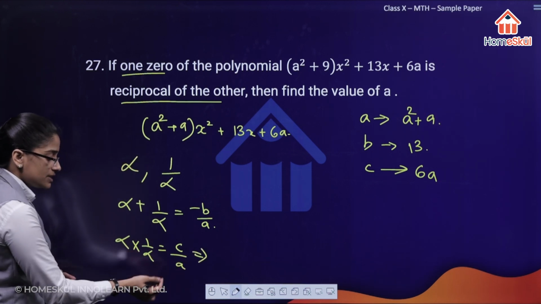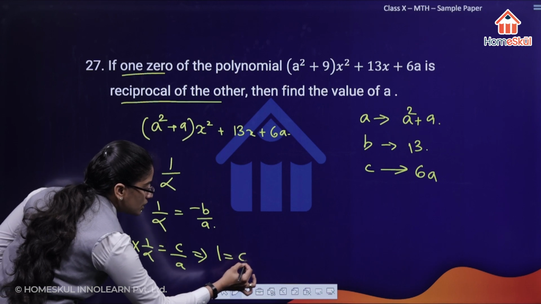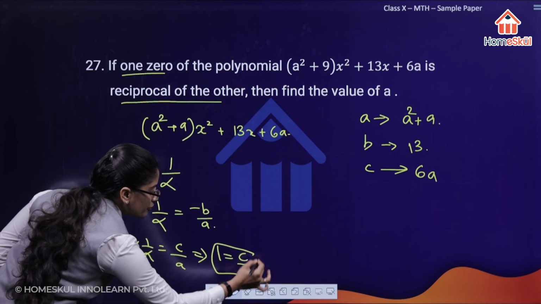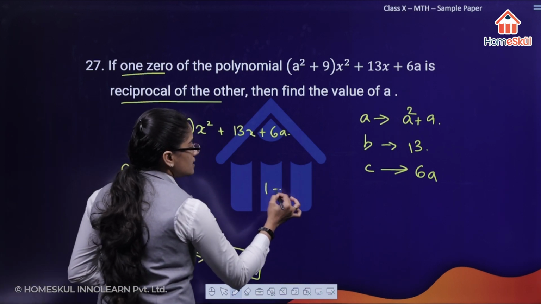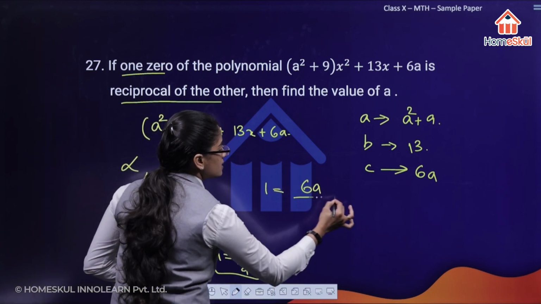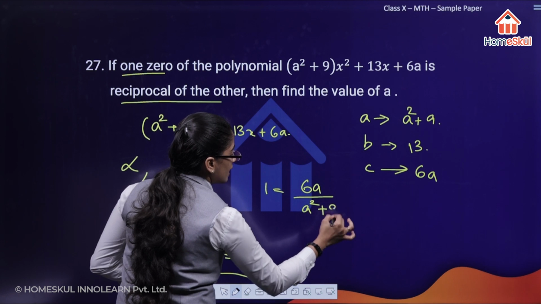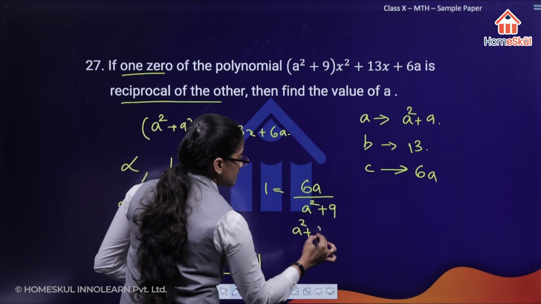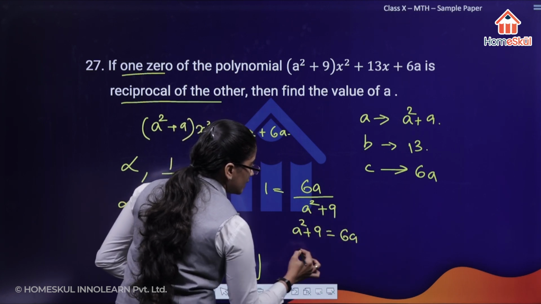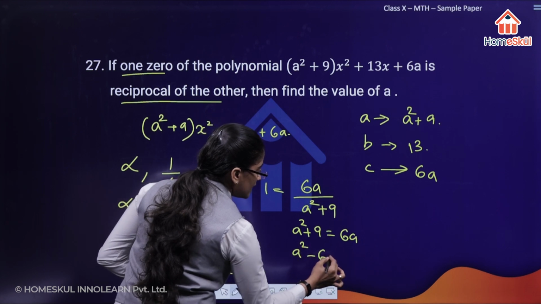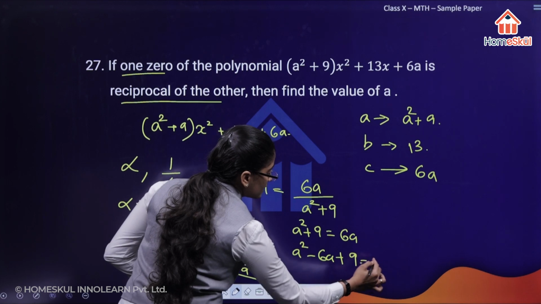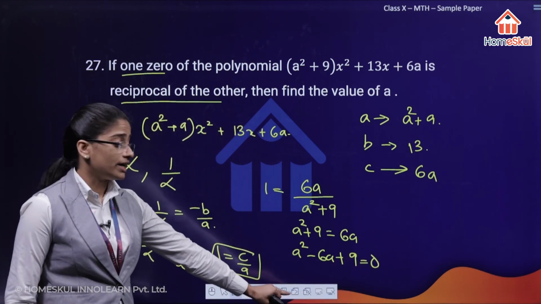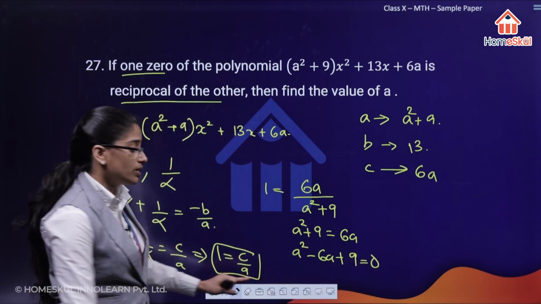Alpha into 1 by alpha is equal to c by a, means 1 is equal to c by a. Right? So, we could use this, 1 is equal to c by a. That means 1 is equal to 6a divided by a square plus 9, that means a square plus 9 is equal to 6a. That means a square minus 6a plus 9 is equal to 0. We are having a quadratic equation. We could use the quadratic formula.